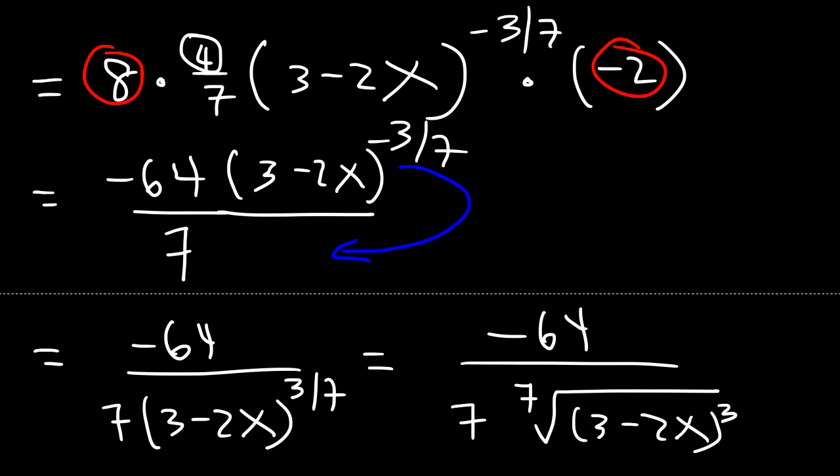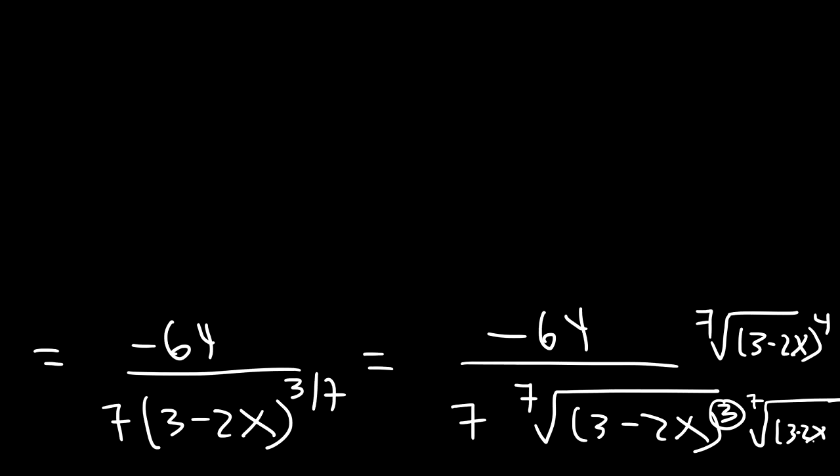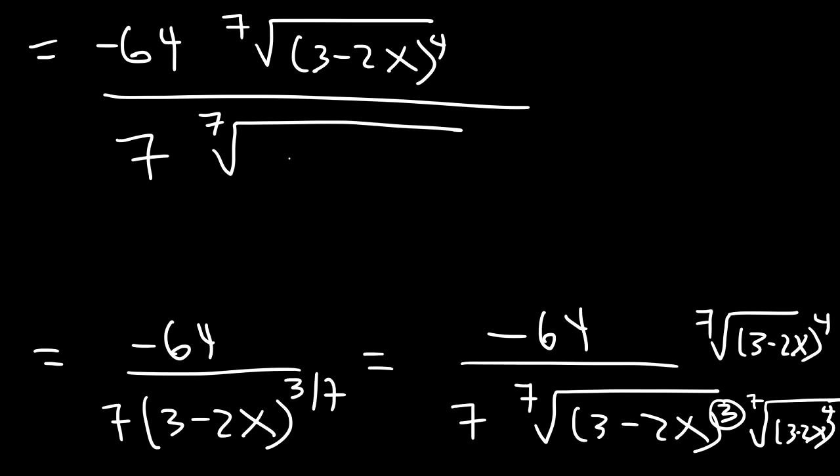Now, if you wish to rationalize it, we need to multiply the top and bottom by the 7th root of 3 minus 2x, but raised to the 4th power, since we already have 3 of them, and we need to get to 7. So it's going to be negative 64 times the 7th root of 3 minus 2x to the 4th power, divided by 7, and then times the 7th root of 3 minus 2x to the 7th power. So these will cancel.